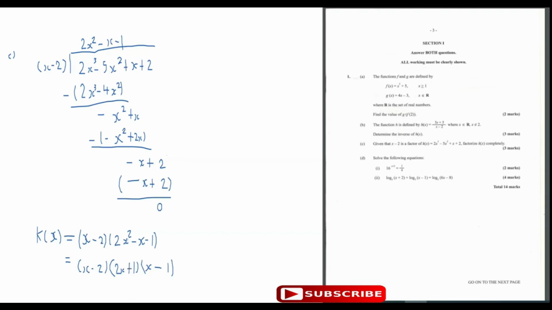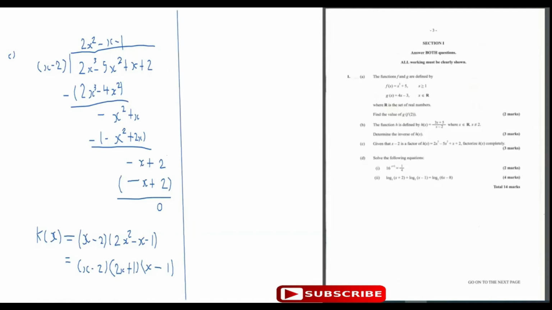Because this times this gives us the 2x squared, and this times this gives you the minus 2x plus x, which gives us minus x. And so this is k of x when we factorize it. All right, so this is k of x fully factorized. So that's the solution. Nice and easy.